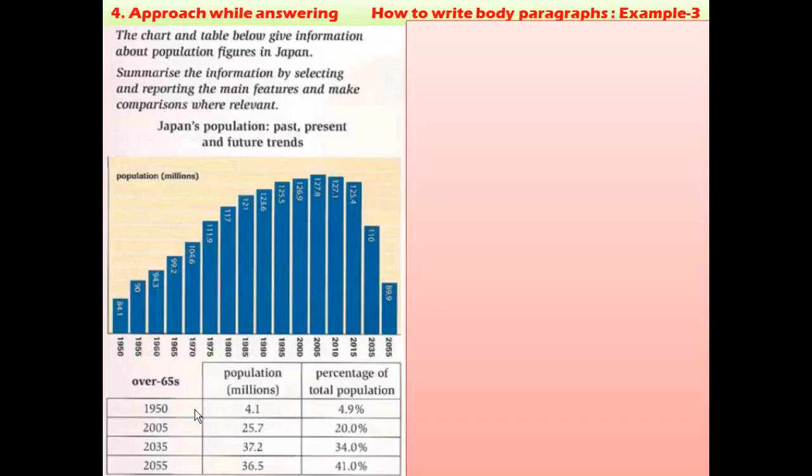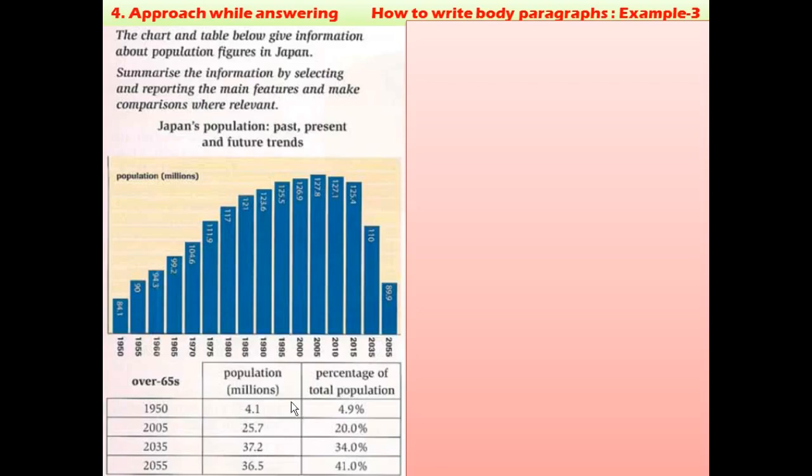Hello again, and we are into the third example of writing body paragraphs. Here you can see the question type includes two pictures. So let me remind you, if there are two pictures, either you can write the first body paragraph from the first picture and the second body paragraph from the second picture.